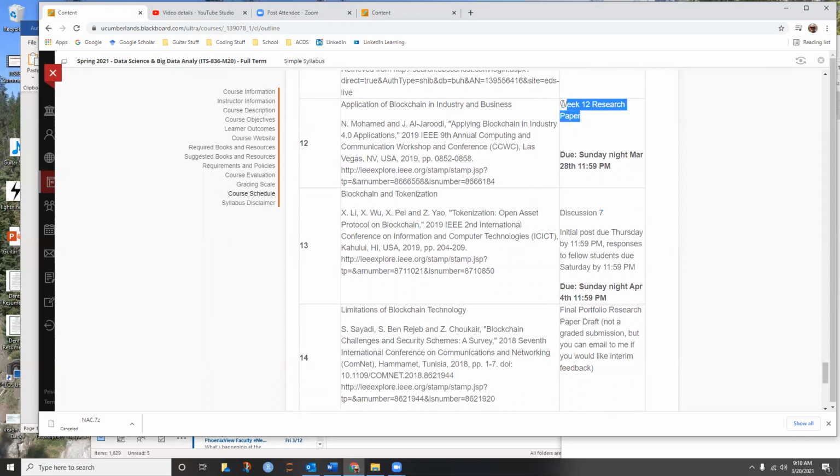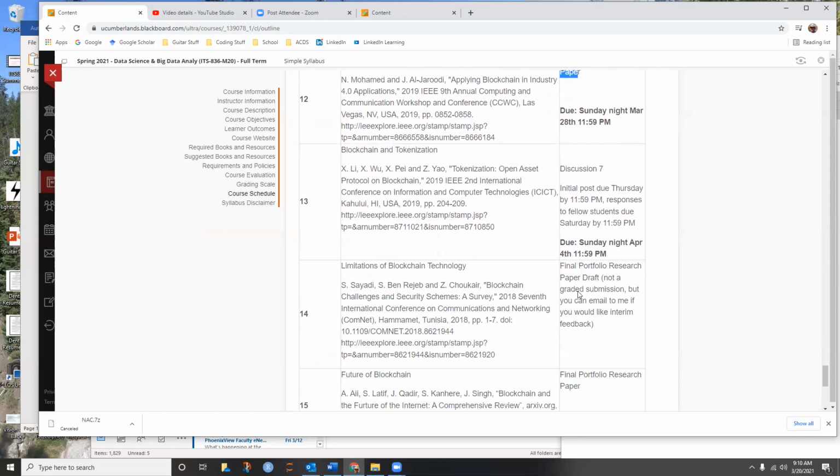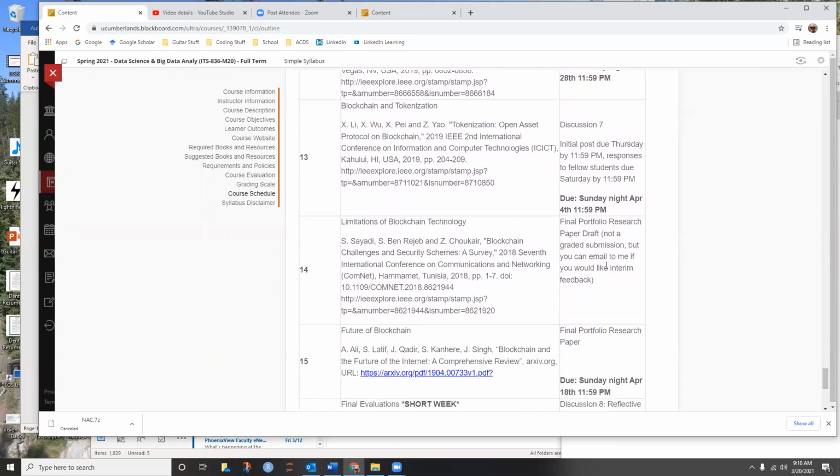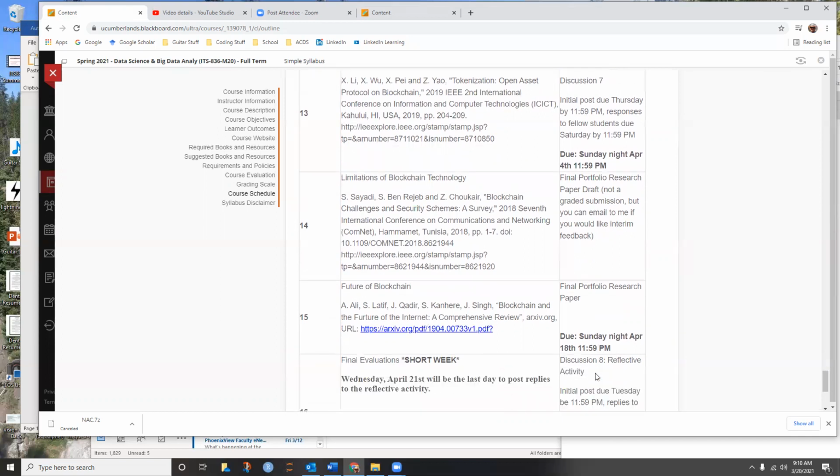But then you've got one more discussion board that we will wrap up Sunday night the 4th, and then you've got kind of a week off. You can submit a draft to the research paper if you want to, but then the final portfolio research paper, which is on blockchain, will be due Sunday night the 18th. And that, which is 2 weeks. See here, there's nothing due on week 14.